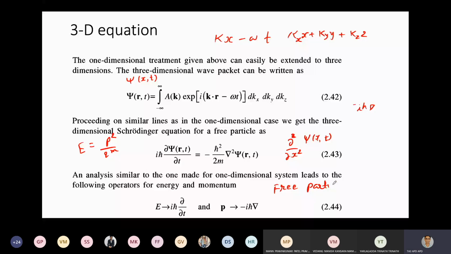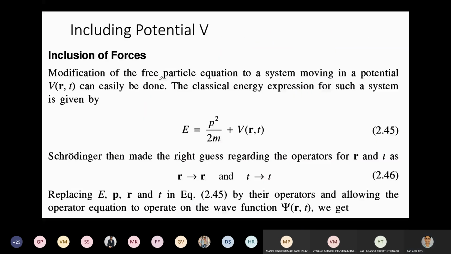Okay. Now let us see what happens when you put this free particle in a system with some potential V. Let's say we put this free particle in a particle in a box like situation, and the potential is V. It is moving freely in this box, which has a potential of V. So in this particular situation, when we write down the classical expression for the energy, you simply add the potential energy V as a function of r and t. So E equal to p² by 2m plus V(r,t).